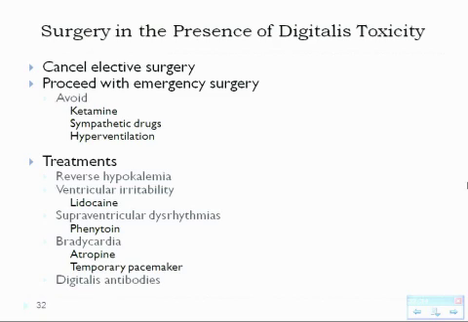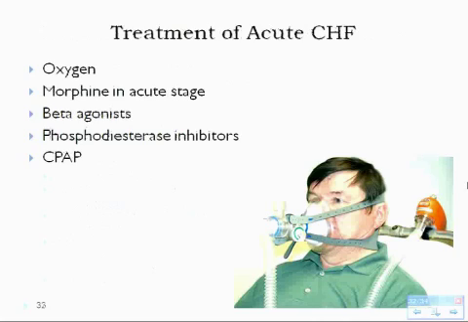Proceed with emergency surgery. Avoid ketamine, sympathetic nerves, and hyperventilation. Hyperventilation because why? It drops your potassium levels quickly, so you've got to be careful with that. Treatment, again, reverse hypokalemia. Ventricular arrhythmias are usually treated with lidocaine because lidocaine affects the rapid sodium channels. Supraventricular arrhythmias, you give phenytoin, and bradycardia, of course, is atropine or temporary pacemaker, and of course, your Digibind.